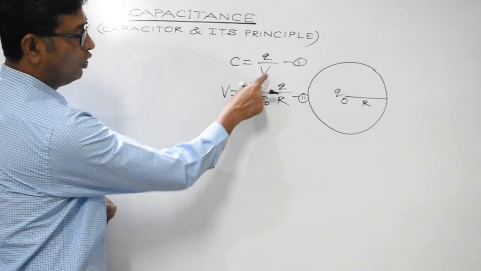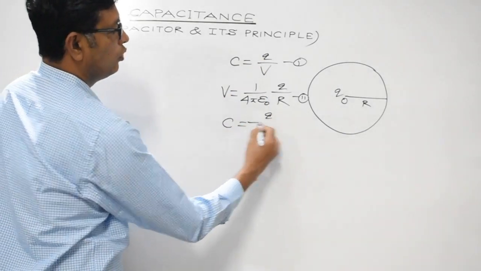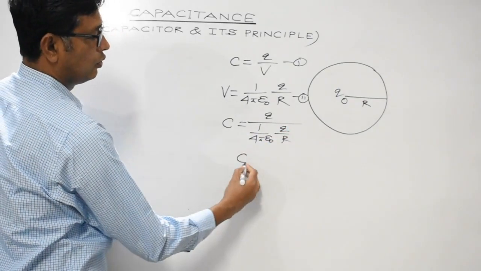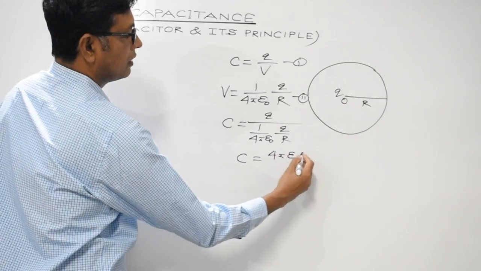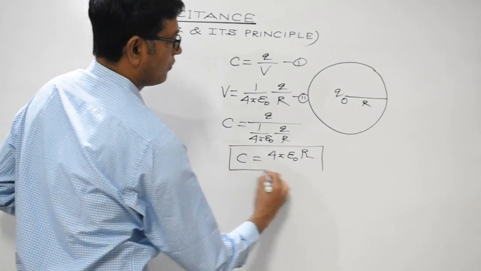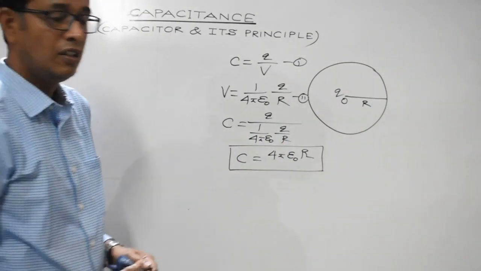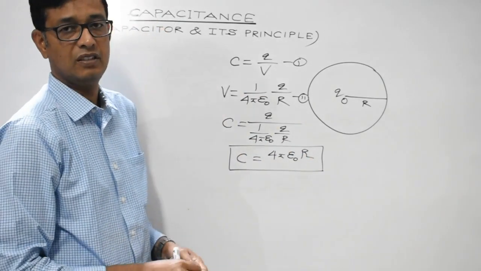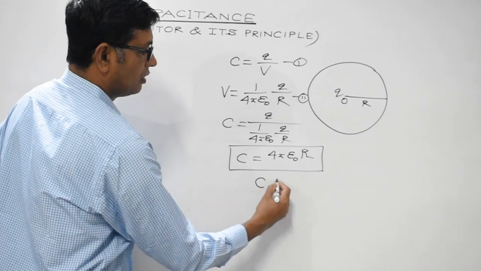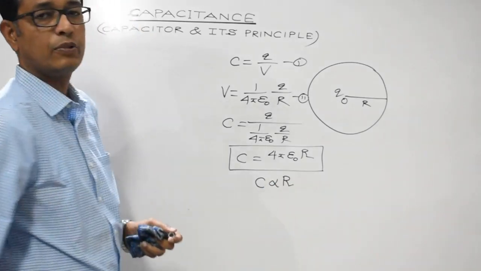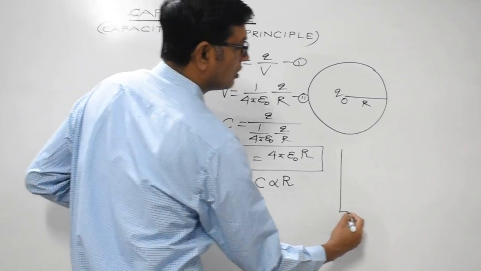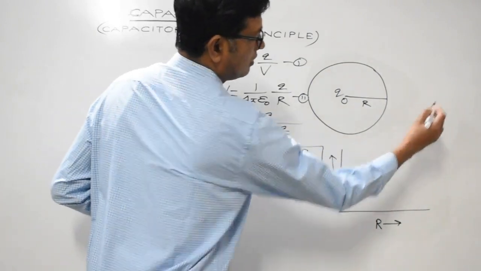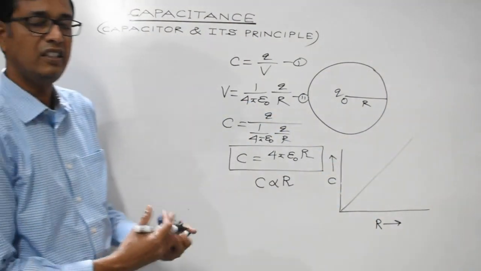Now substitute this value of V over here. What you get is Q divided by 1 over 4 pi epsilon times Q by R. So we will be left with C = 4 pi epsilon R. This is the formula for the capacitance of a spherical conductor of radius R. Remember this, right? As you can notice, with the increase in the radius of the sphere, its capacitance will also keep on increasing. So it is linearly dependent. If this represents the radius and this represents the capacitance, it will be like this, a straight line, indicating the linear dependence between these two.